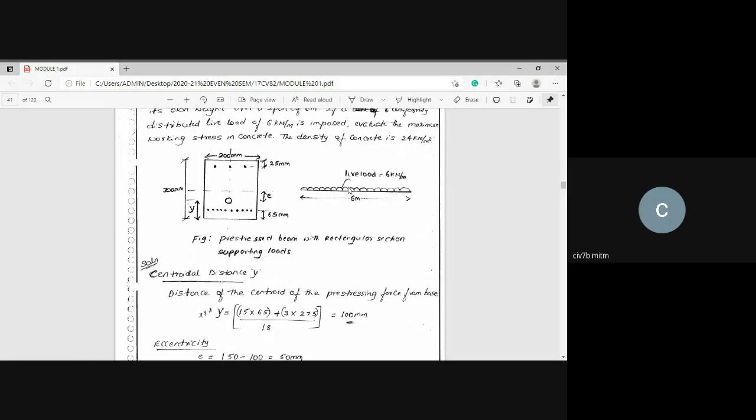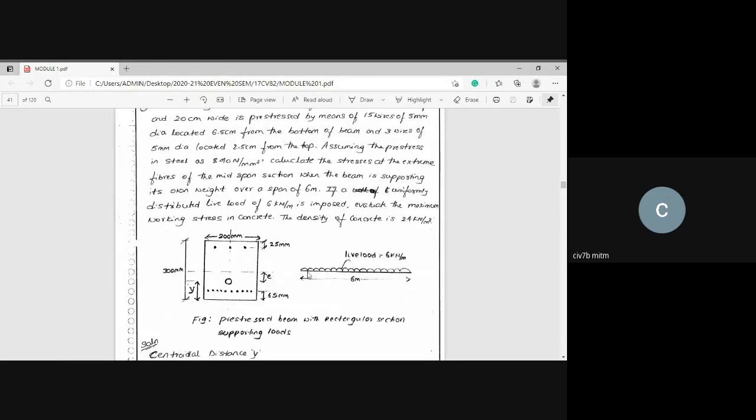So now let me draw the cross section, 200 by 300. Let me consider the 3 wires at the top and 15 wires at the bottom. And this is the longitudinal section. I have not drawn the longitudinal section yet. So this is the longitudinal section of a beam of span 6 meter, subjected to the live load of 6 kilonewton per meter. Is it clear?